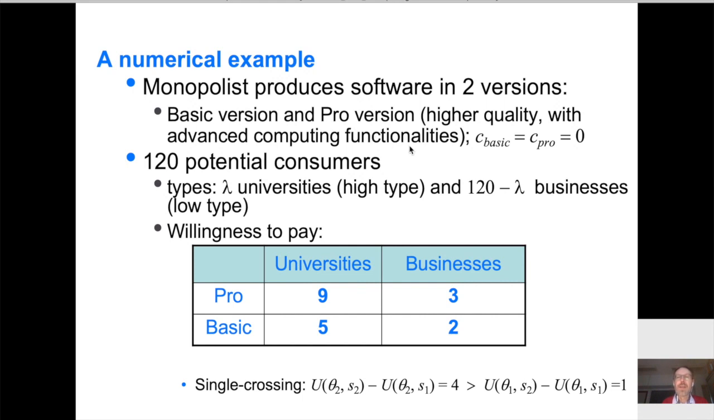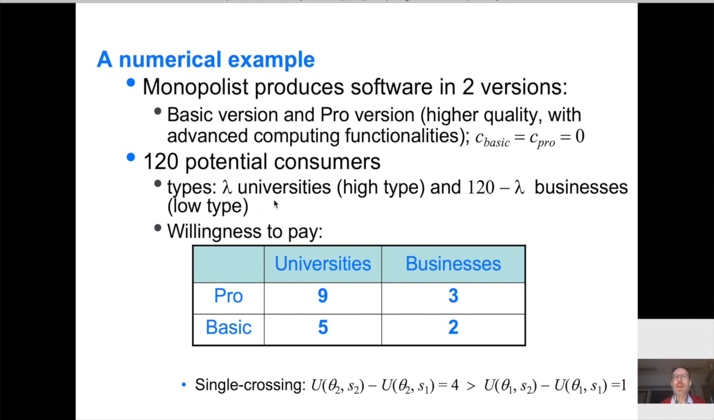Let's say that it's an advanced editing software that allows you to type text and mathematics in a very smooth way. And this is the basic version, but the pro version also allows the user to make some computations very easily. Okay, the cost of producing an extra unit of this software is zero, whatever the version. Now there are 120 potential consumers. They are split between two categories. There are universities, call them the high type, and businesses, call them the low type.